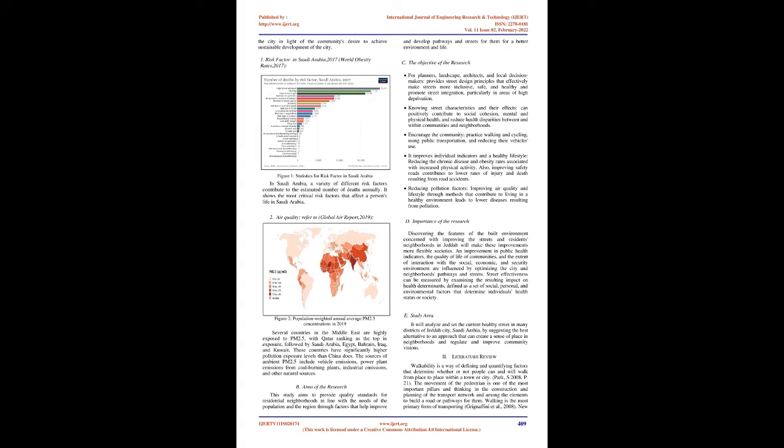This action led to increased air and environmental pollution rates and accidents that cause serious injuries or pedestrian deaths due to insecure road safety and not separating the path of pedestrians from vehicles. That affects many residents suffering from respiratory diseases, especially in crowded places, visitors, and other aspects that affect the long-term impact on the neighborhood and urban planning of the city in light of the community's desire to achieve sustainable development of the city. Risk factor in Saudi Arabia 2017, World Obesity Rates 2017. Figure 1, Statistics for Risk Factor in Saudi Arabia.